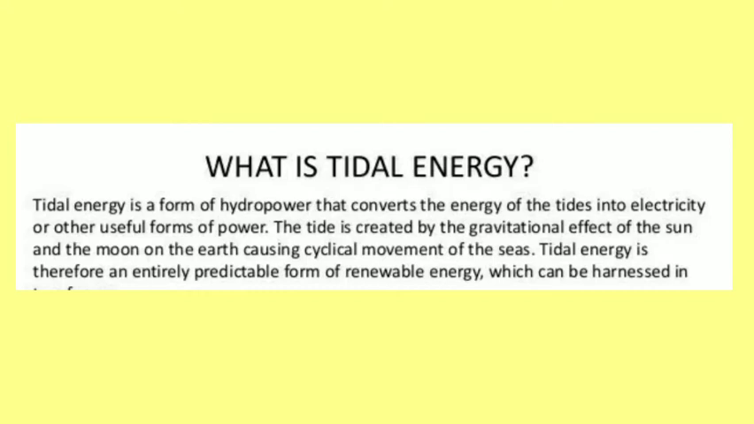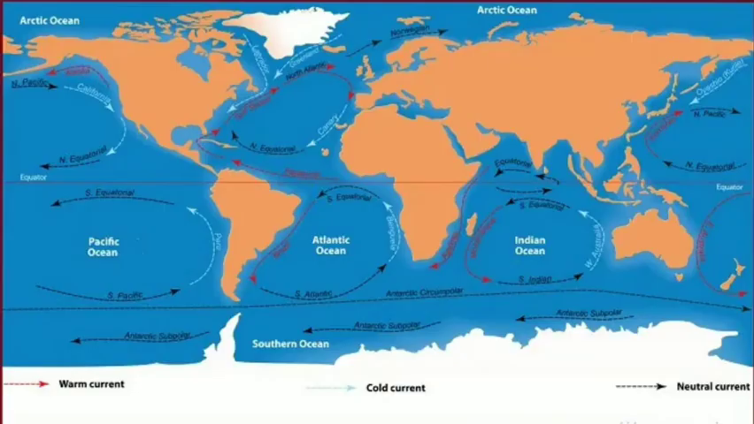Thirdly, we are coming to the ocean currents. Ocean currents are streams of water flowing constantly on the ocean surface in definite directions. The ocean currents may be warm or cold. Generally, the warm ocean currents originate near the equator and move towards the pole.